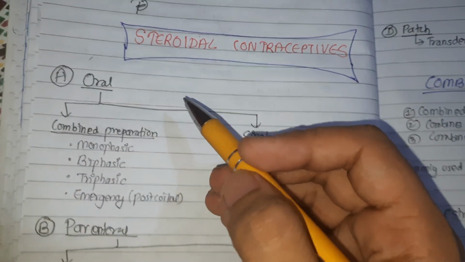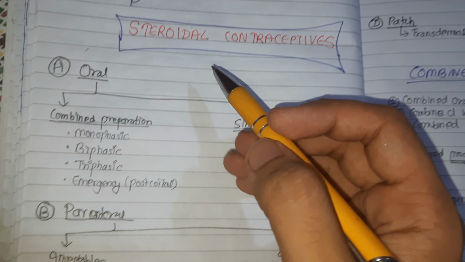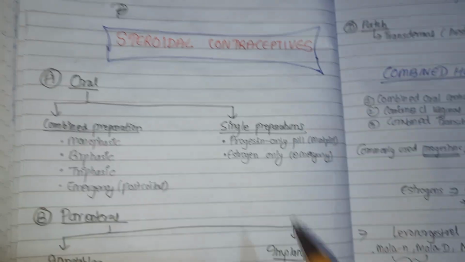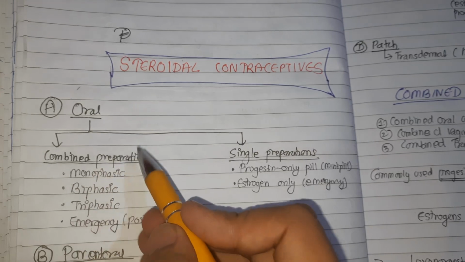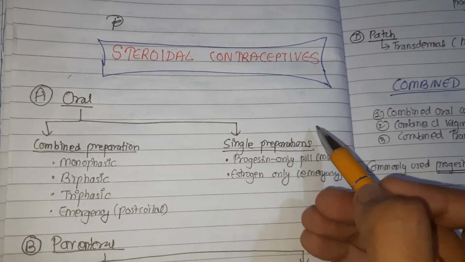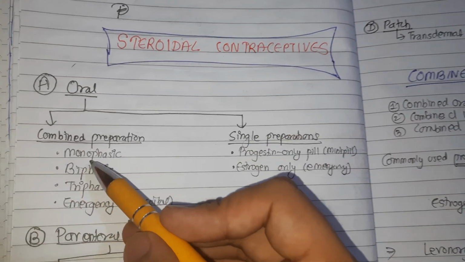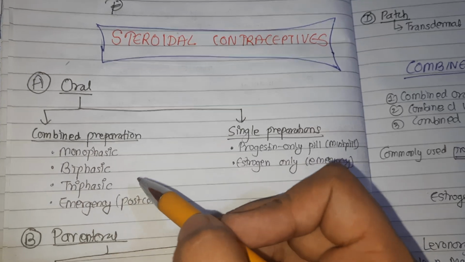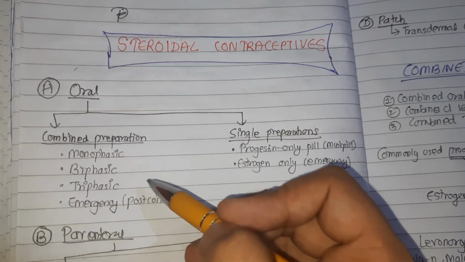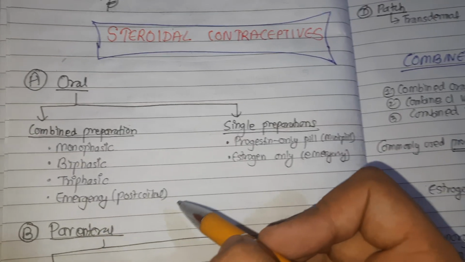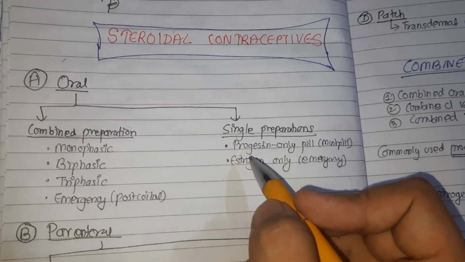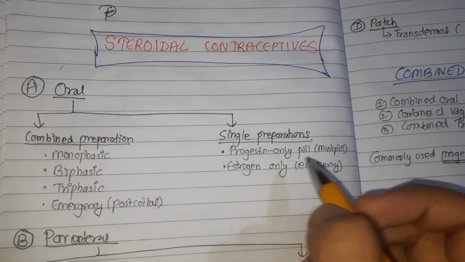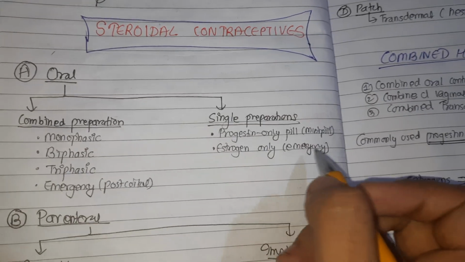Firstly, seeing the classification, we have oral steroidal contraceptives that include combined preparations, that is combined oral contraceptives, and single preparations. In combined oral contraceptives, we have monophasic, biphasic, and triphasic types, and we also have the emergency pill, that is the postcoital pill. In single preparations, we have the progestin-only pill, that is the mini pill, and the estrogen-only pill, which is for emergency.